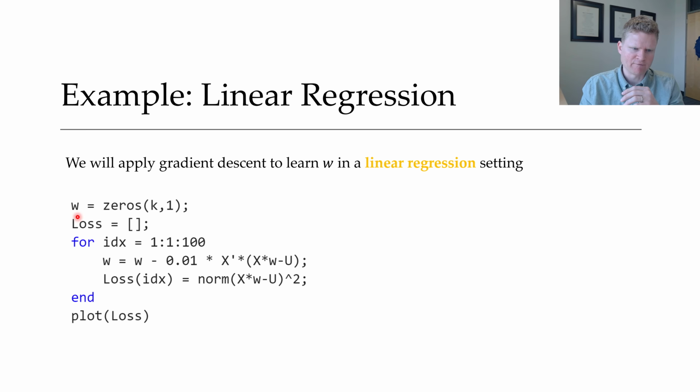In my first line, I've initialized my guess for W, and I've got no clue. I'm just guessing all zeros. I don't know what the right weights are. You can ignore the losses and plots for now. That's going to be for visualization. Let's skip down to the for loop. In this for loop, I've got 100 steps. So I'm going to do 100 steps of gradient descent.